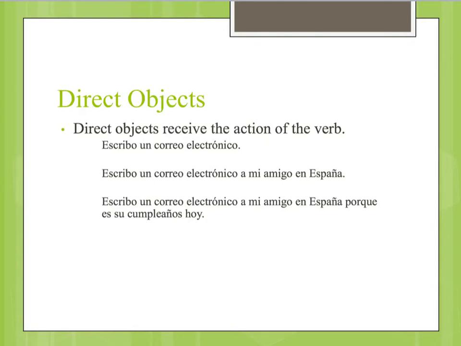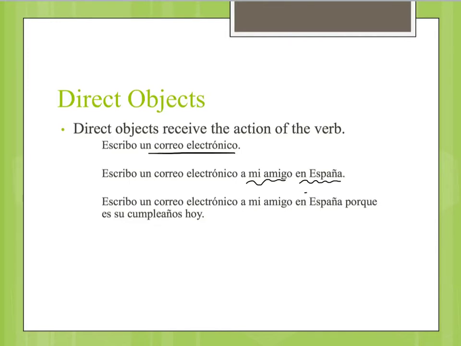It doesn't matter how long or short the sentence is, you can still find the direct object by saying the verb, escribo. Escribo what? Un correo electrónico. By asking yourself the what question. Escribo un correo electrónico a mi amigo en España. See how it doesn't matter that we have extra prepositional phrases. Escribo un correo electrónico a mi amigo en España porque es su cumpleaños hoy.